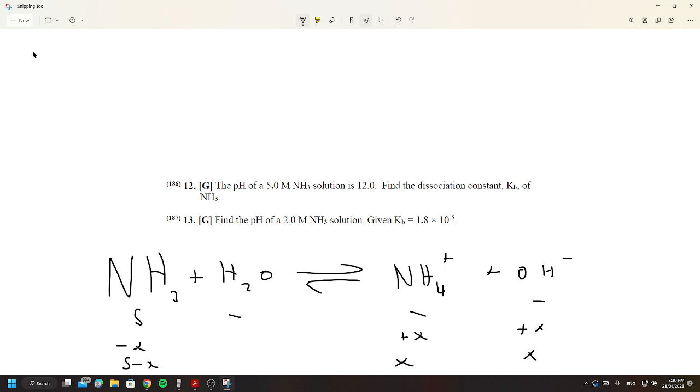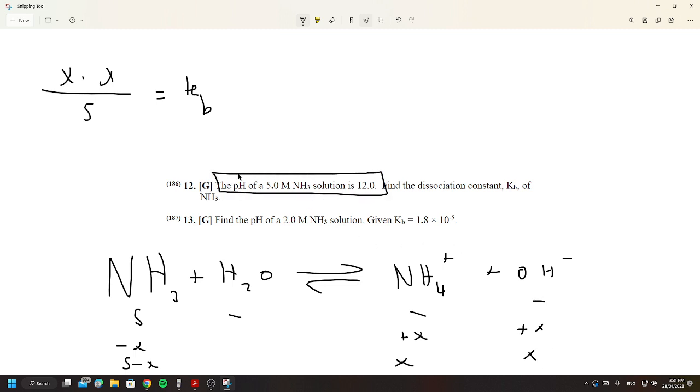Now let's write down the expression. So product over reactants, so X times X over 5 minus X. But here NH3 is a weak base, so we can remove the minus X, it's just going to be 5 equals to KB. Now, how are we going to find X so we can find KB, right? We can find X from here, what they told us.